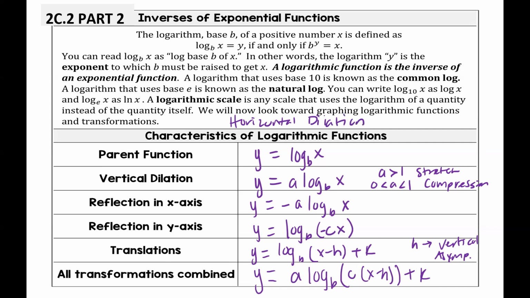A horizontal dilation. If you have a horizontal dilation, it's going to be y equals log base b of cx. Your x is a liar though. So when c is greater than 1, it's actually a compression. And when c is between 0 and 1, it's a stretch. But again, you could just say dilation to describe the transformation.